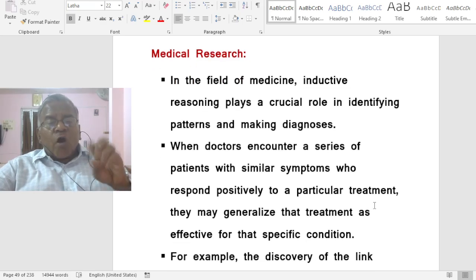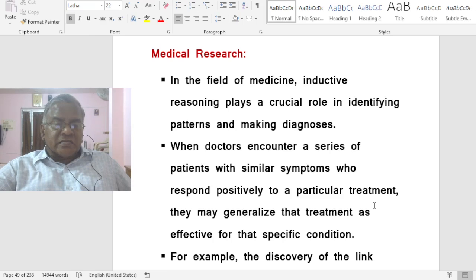When doctors encounter a series of patients with similar symptoms who respond positively to a particular treatment, they may generalize that treatment as effective for that specific condition. So we use it in medical research.